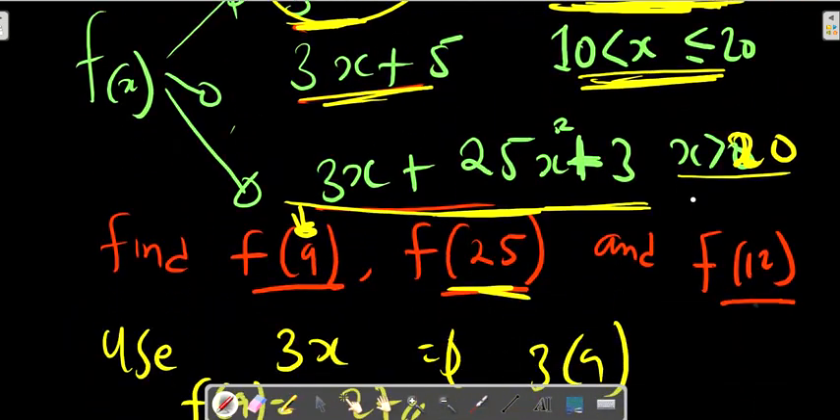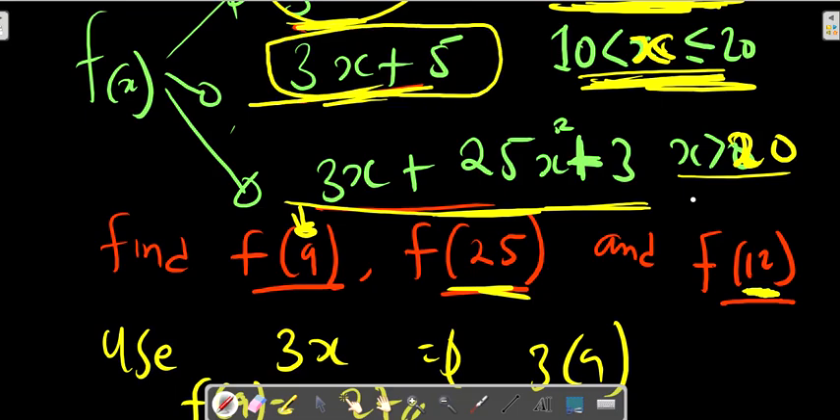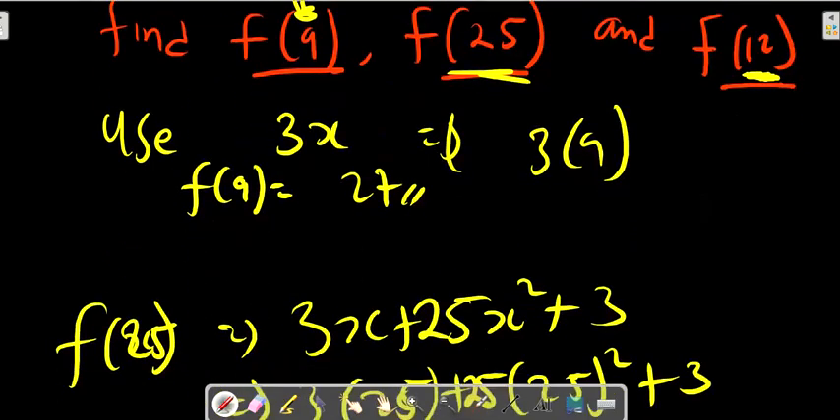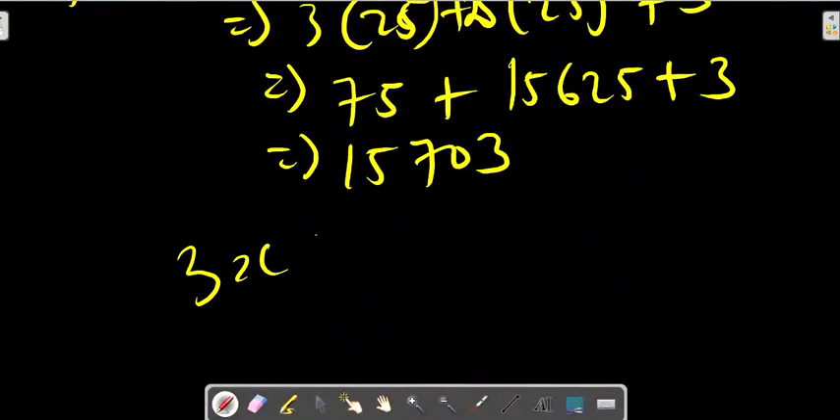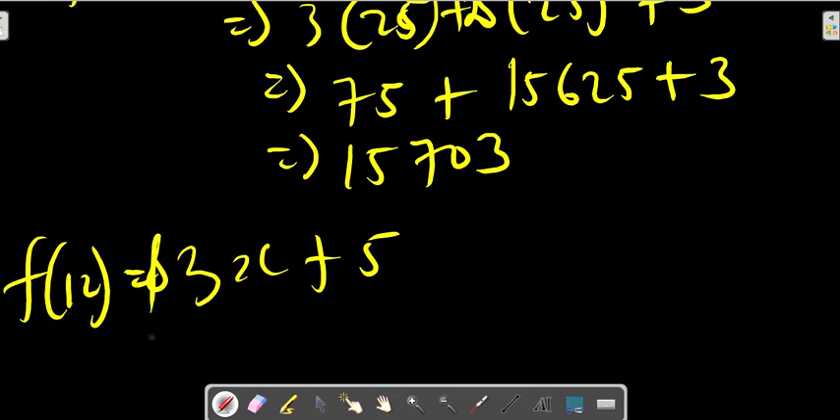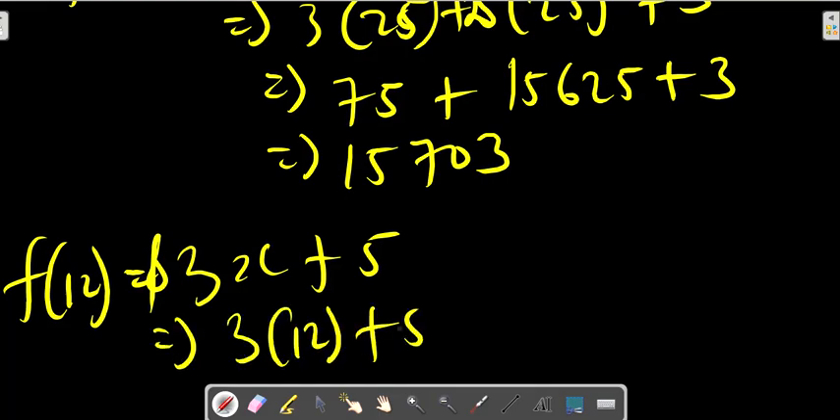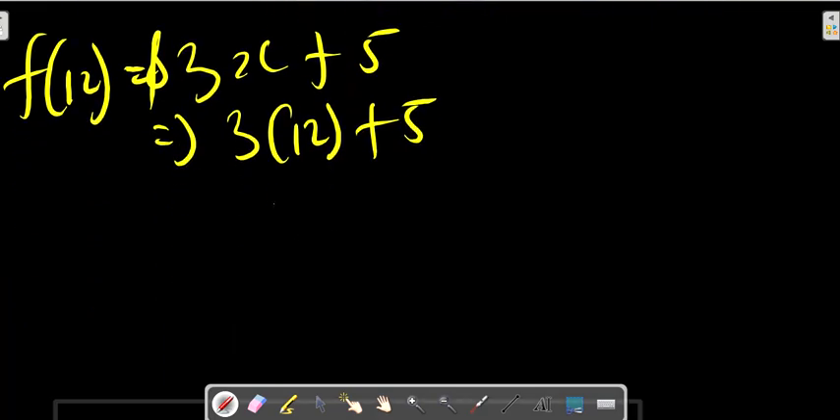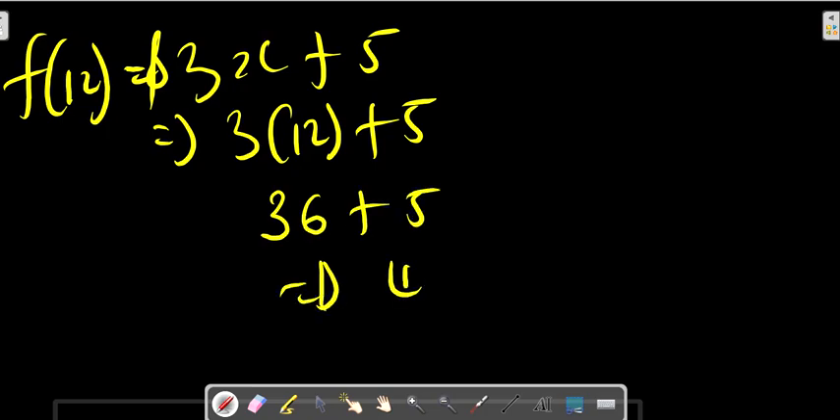Now, the third part requires us to find f of 12. We can clearly see that 12 is less than 20 but greater than 10, so it's in this range. If your x value is within this range, this is the function you're going to use. So we're going to use 3x plus 5 for f of 12. We swap in 12 for every x. It's going to be 3 times 12 plus 5, which equals 36 plus 5, and we have 41.